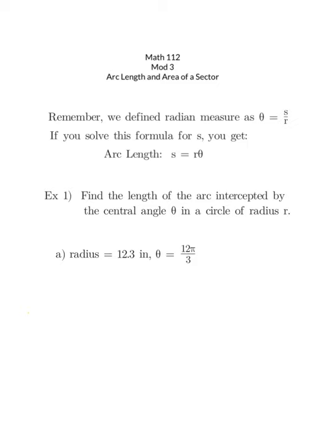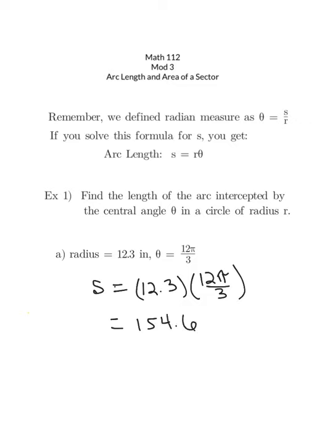And remember, we are finding arc length, which is the letter S, equals R, 12.3, times theta, 12 pi over 3. If you put that all in on your calculator, you should get 154.6. Now, when you are talking about arc length and you want to put the label on it, the measure of the arc length is the same measure as the radius of the circle. So if the radius is measured in inches, then the arc length is also measured in inches.